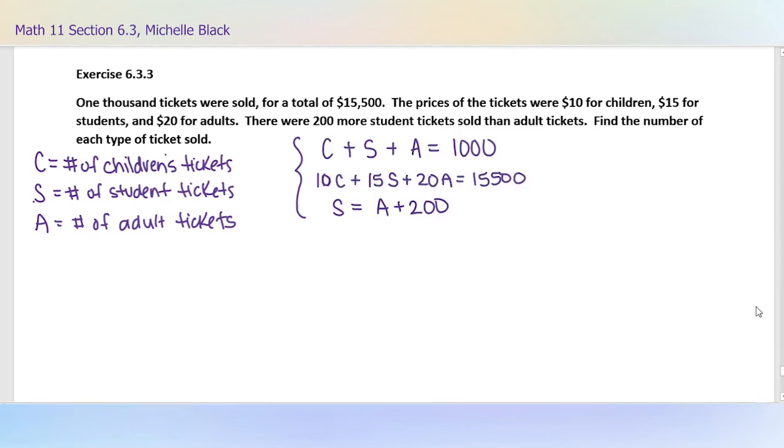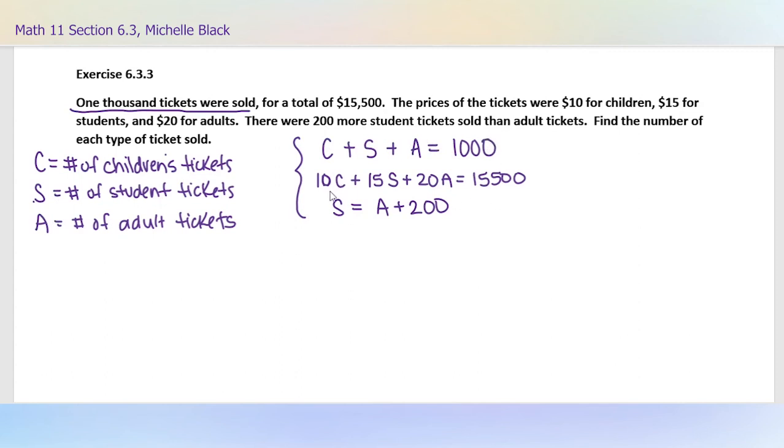And you should end up with these 3 equations. So let's go through how I got them. The top equation, C plus S plus A equals 1,000, is because it said there were 1,000 tickets sold. And I know the 3 types of tickets I'm selling are children's tickets, student tickets, and adult tickets. So if I add up the number of children's tickets plus the number of students' tickets plus the number of adult tickets, it should equal the total 1,000 tickets.